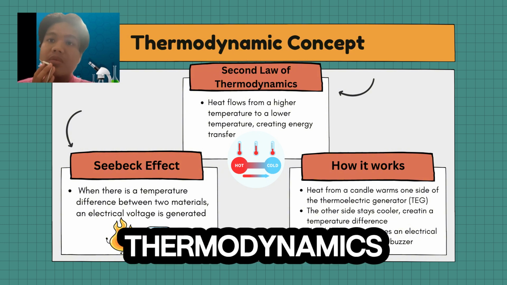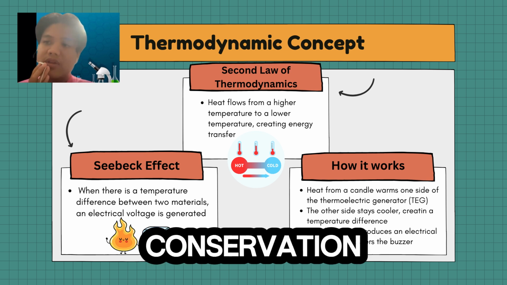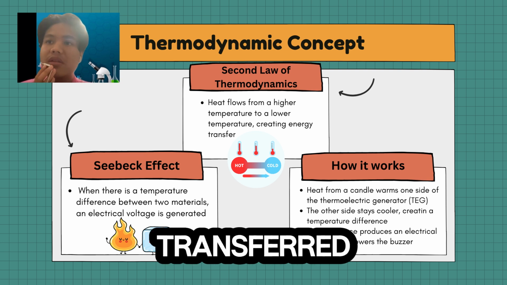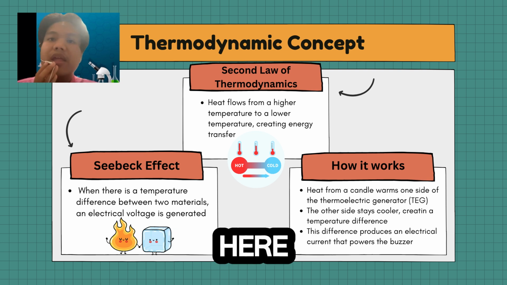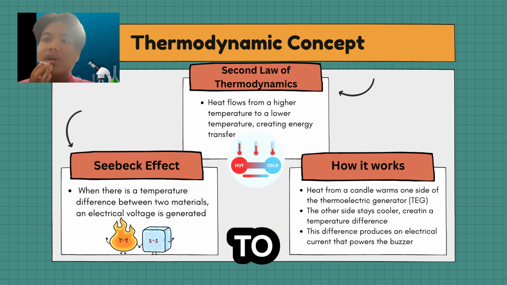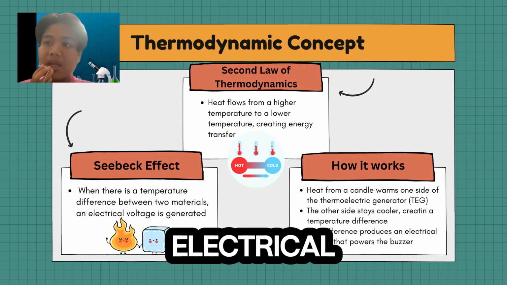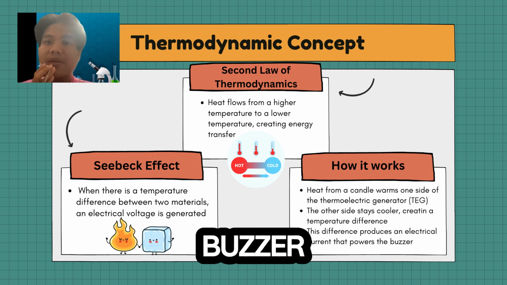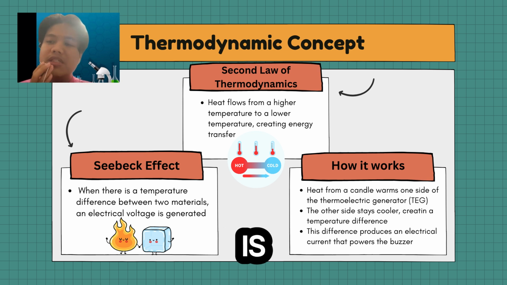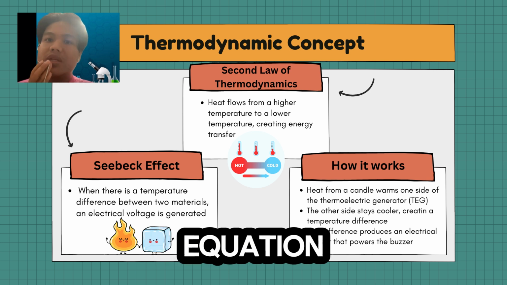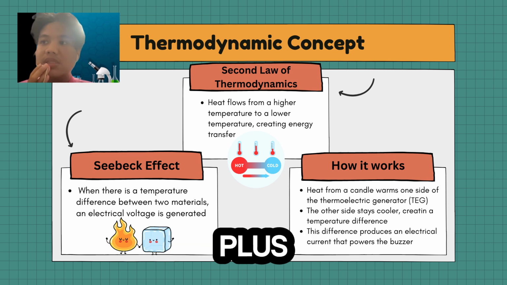The first law of thermodynamics, or the law of energy conservation, states that energy cannot be created or destroyed, only transferred or converted. Here, heat energy from the candle is transferred to the hot side of the TEG, while the cool side is cooled by ice. This temperature difference allows part of the heat energy to be converted into electrical energy, which powers the buzzer. However, not all the heat is converted into useful work. Some is lost to the surroundings, following the equation Q in equals W out plus Q loss.